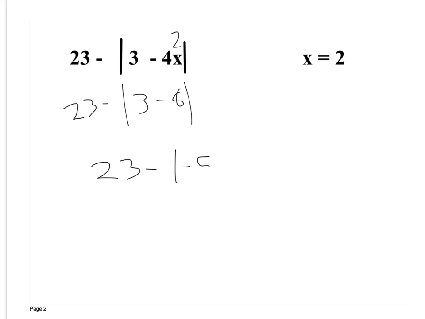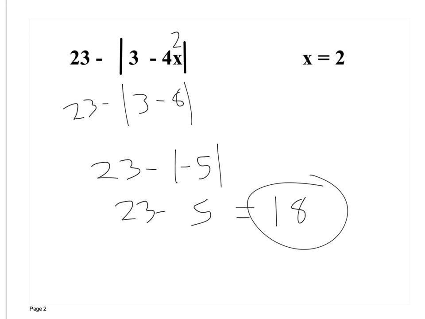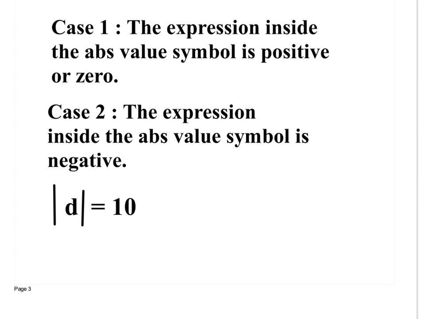What is the absolute value of negative 5? 5. Now, because this sign right here was outside the absolute value, it's not included. So I drop it straight down. What's 23 minus 5? Positive 18. Easy enough, right? All right, we're going to actually solve equations.